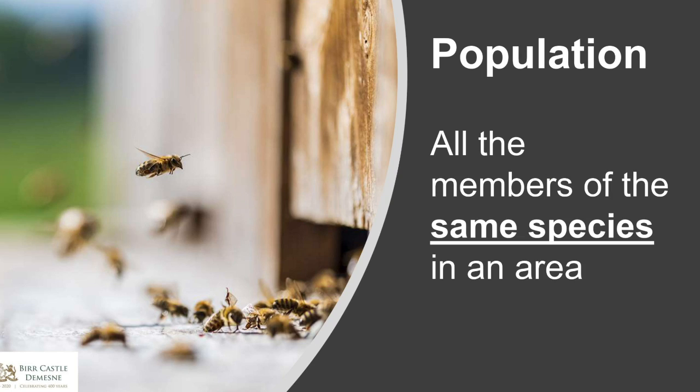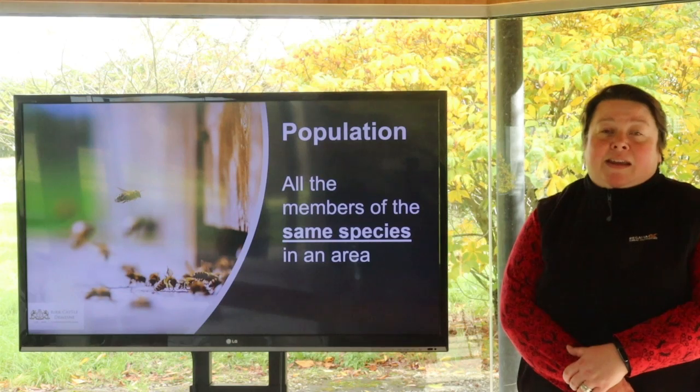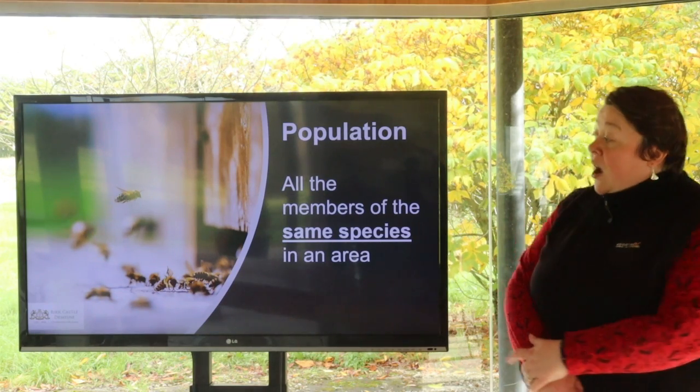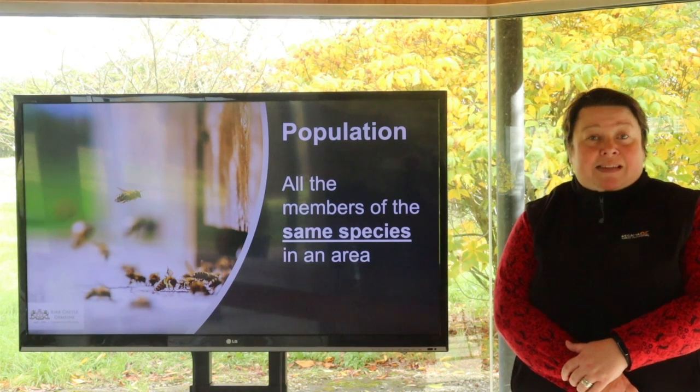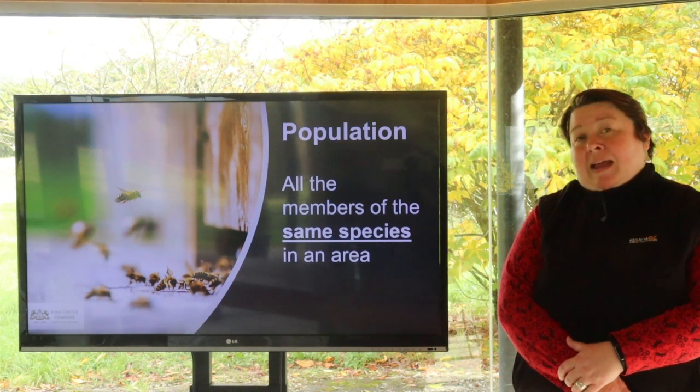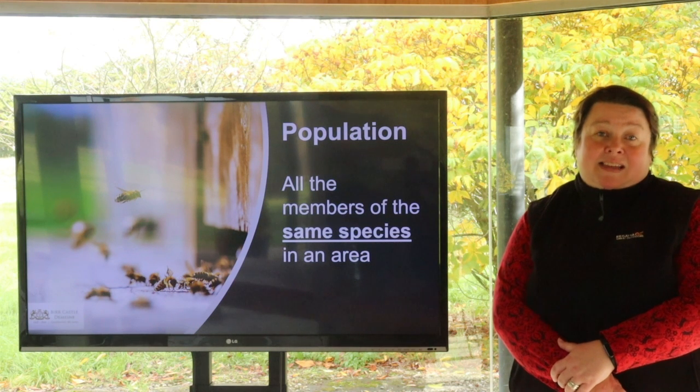When we talk about a group of living things, we sometimes refer to them as a population. Just to be clear, a population is all the members of the same species in an area. So it's all the same species of living thing, be it plant, animal, or fungi, in its habitat.